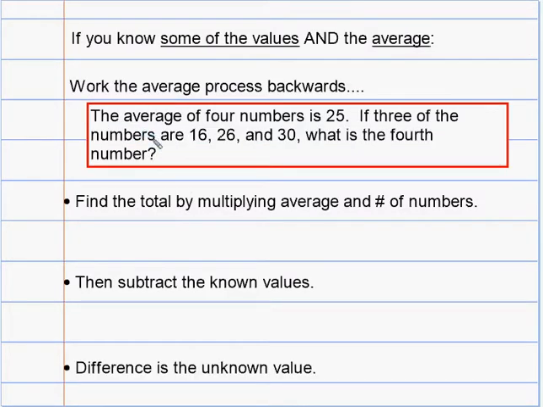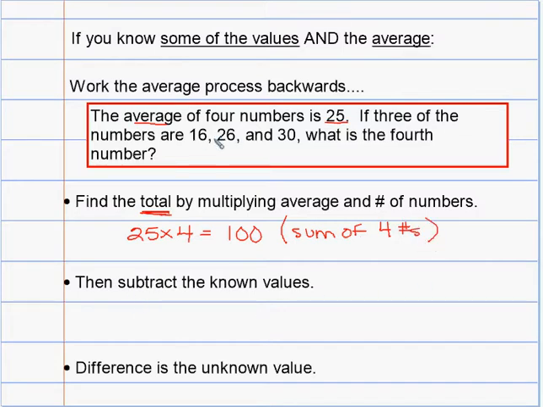So here's the scenario. The average of 4 numbers is 25. If 3 of the numbers are 16, 26, and 30, what is the 4th number? So first we need to find that total by multiplying the average and the number of numbers. So the average was 25 and I had 4 numbers. So I'm going to take 25 times 4 and I'm going to get 100. So that's the sum of 4 numbers.